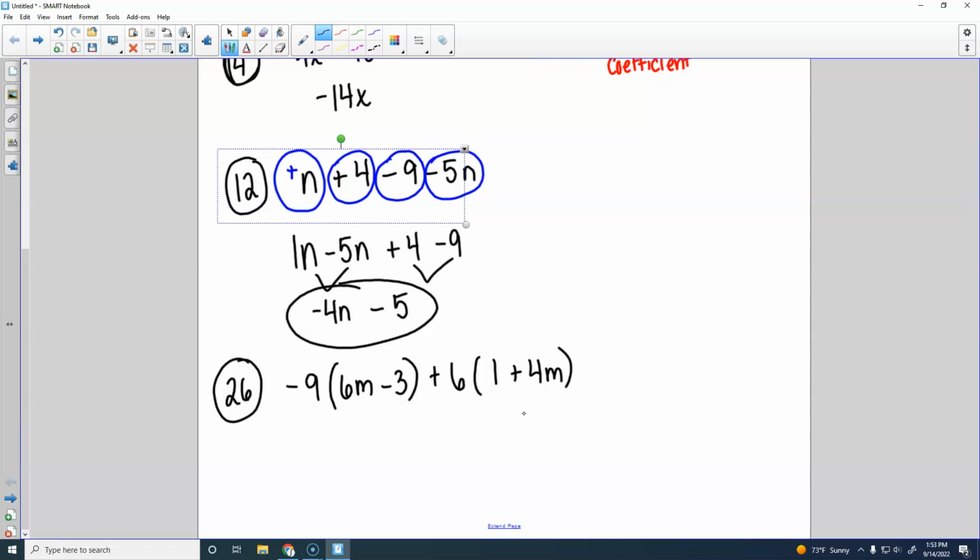All right, now to do this problem, we've got to do something that we really haven't done yet in this class. We've got to distribute, right? So this -9 right here, it is being multiplied by everything inside of that parentheses. So it is being multiplied by the 6m, and it is being multiplied by the -3. So we have to multiply both of those terms by our -9. So -9 times 6 is going to give us -54m. And -9 times -3 will give us a positive 27. So we'll just put plus 27.